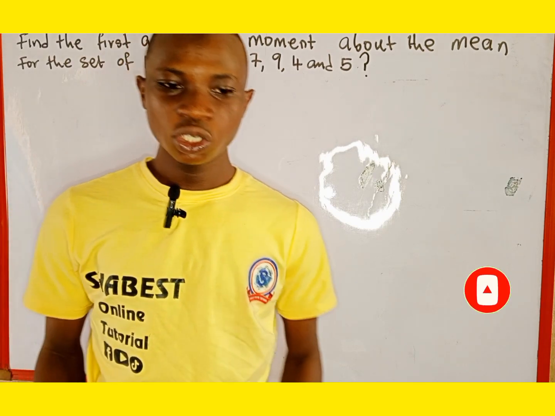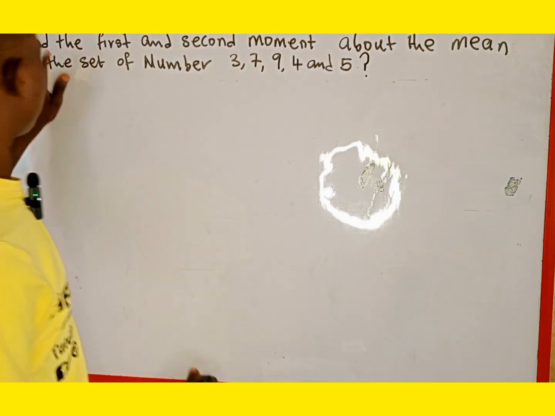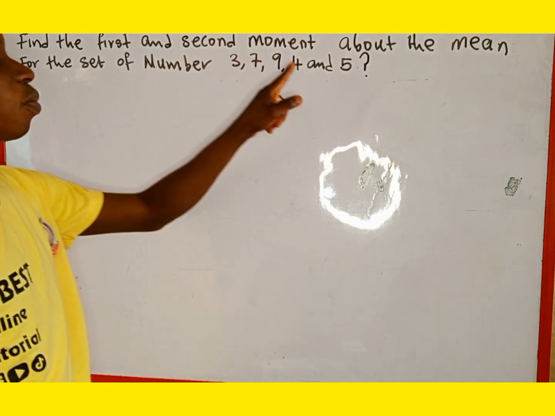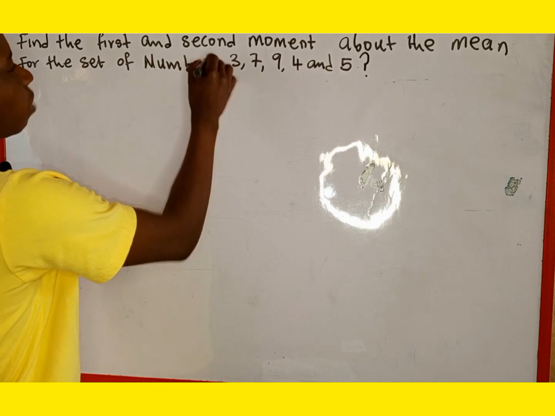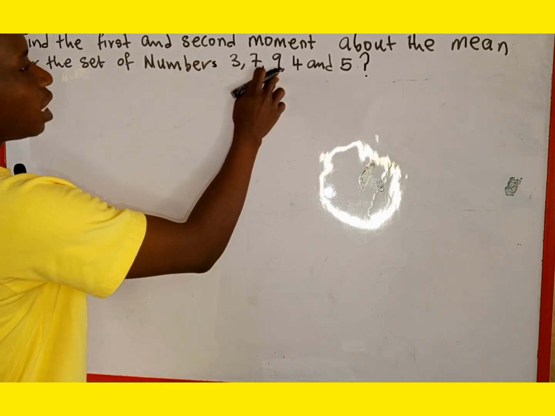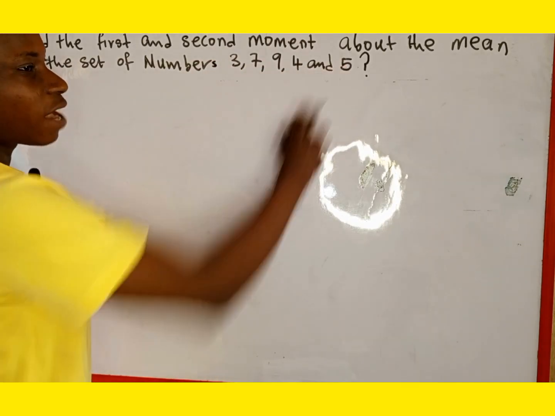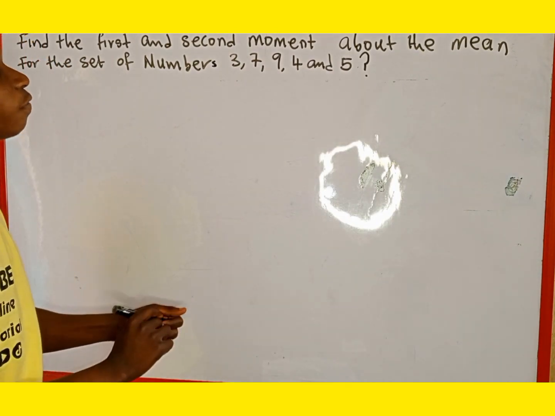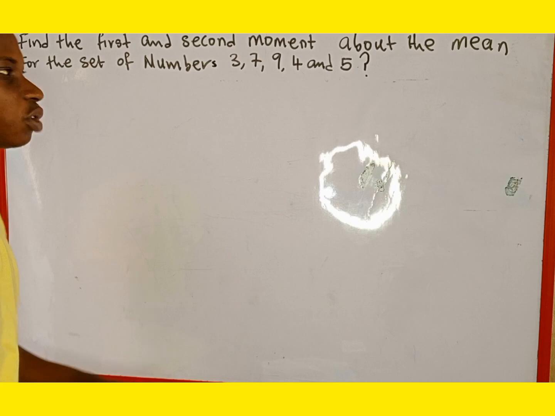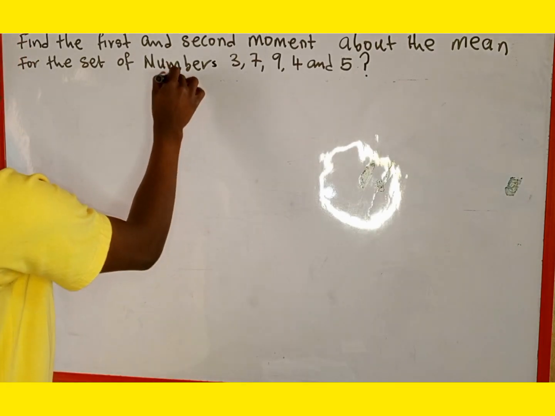So the question on the board reads, find the first and the second moment about the mean for the set of numbers. And the numbers are 3, 7, 9, 4, and 5. So these are the set of numbers, and we are asked to find the first and the second moment about the mean. So let's get started. Solution.